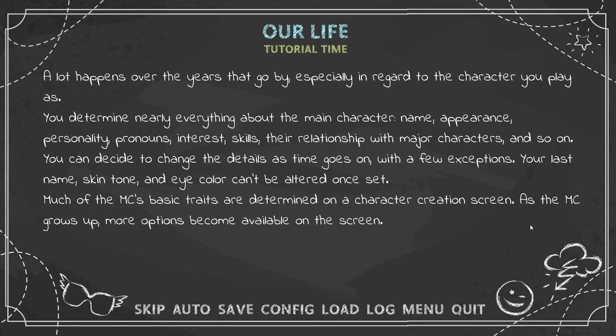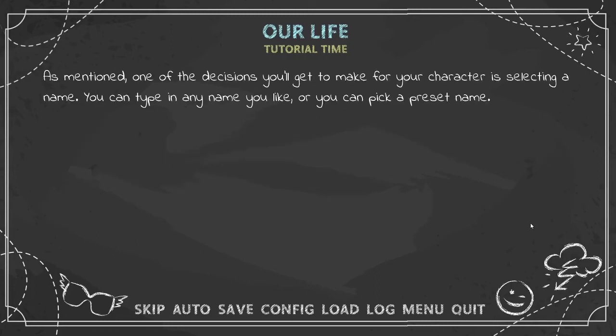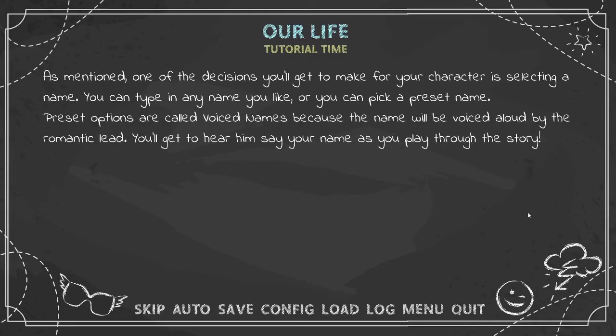Much of the MC's basic traits are determined on a character creation sheet. As the MC grows up, more options become available on the screen. As mentioned, one of the decisions you'll get to make for your character is selecting a name. You can type in any name you like, or you can pick a preset name. Preset options are called voice names because the name will be voiced aloud by the romantic lead. You'll get to hear him say your name as you play through the story.